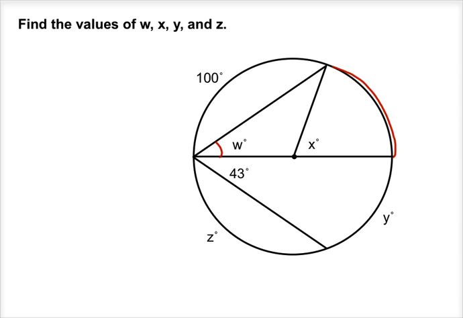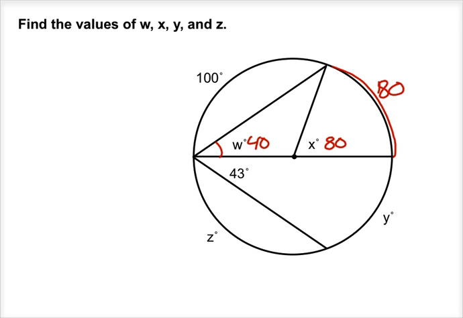Well, I see the top half of the circle is a semicircle with an arc on the top left being 100. So that must mean that the arc over here is going to be 80. And I know that half of 80 is 40. So W is going to be 40. X is a central angle that intercepts the 80-degree arc, so X is going to be 80.